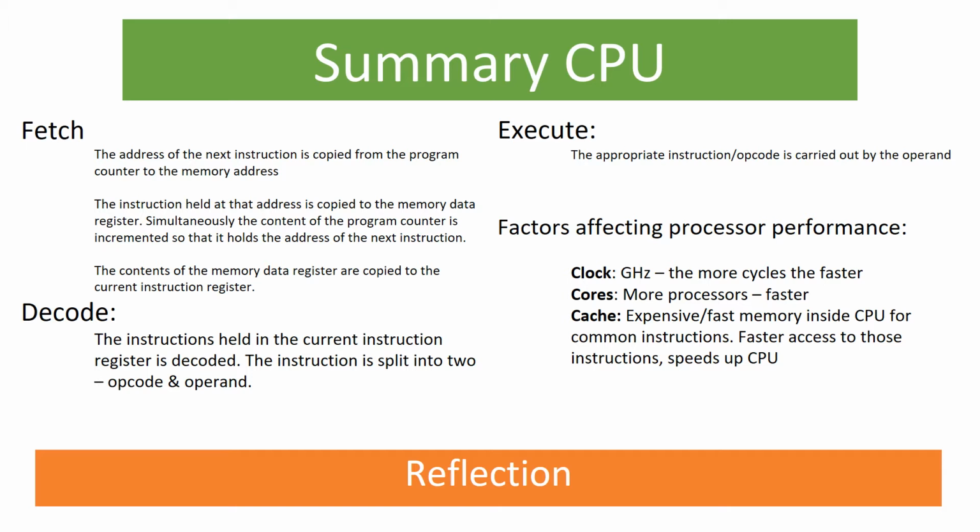Remember that speed is measured in hertz, sometimes gigahertz. Generally speaking, the more cores, the faster the processor. The more cycles, the faster the clock speed. But remember that this can have a disadvantage. If we overclock, it can cause overheating and parts of the motherboard to burn out. Remember, the third C is cache. This is expensive memory, but it's fast and inside the CPU for common instructions.